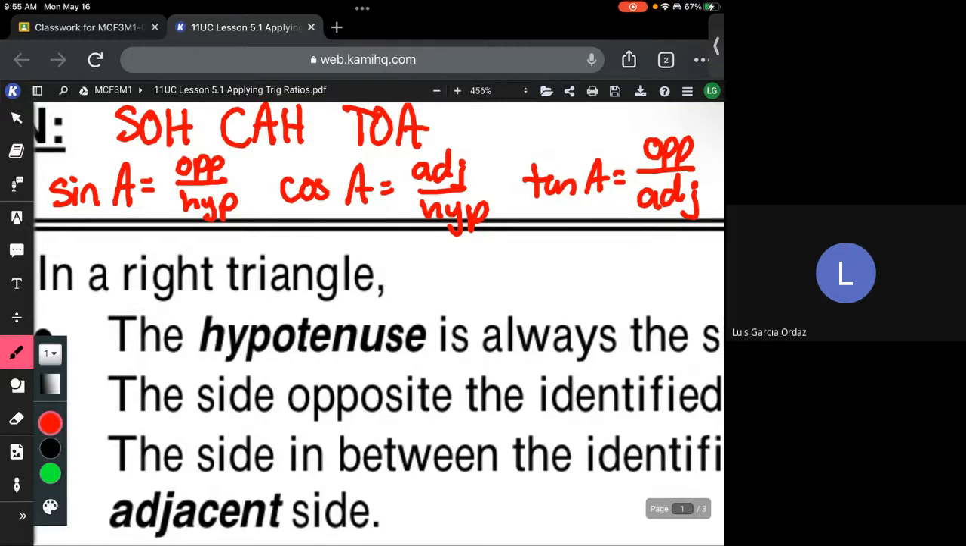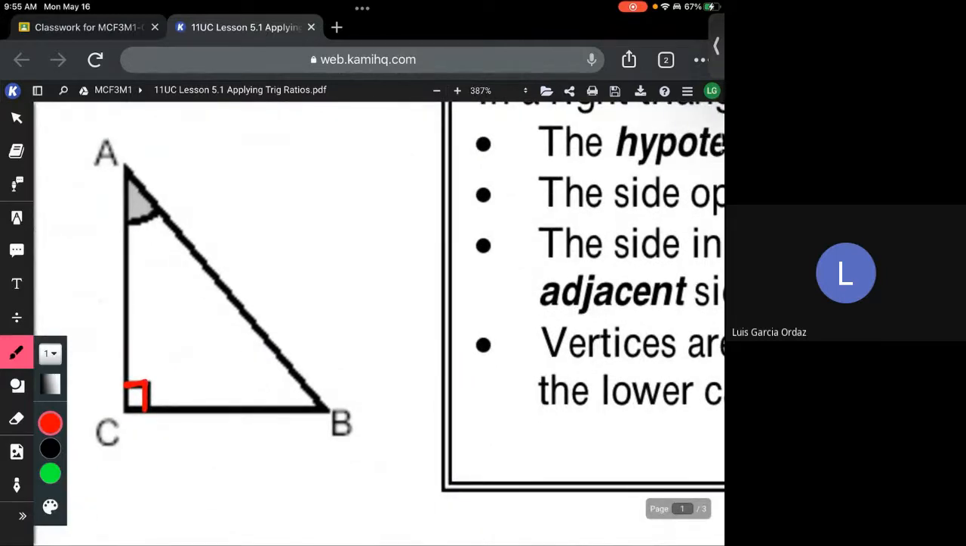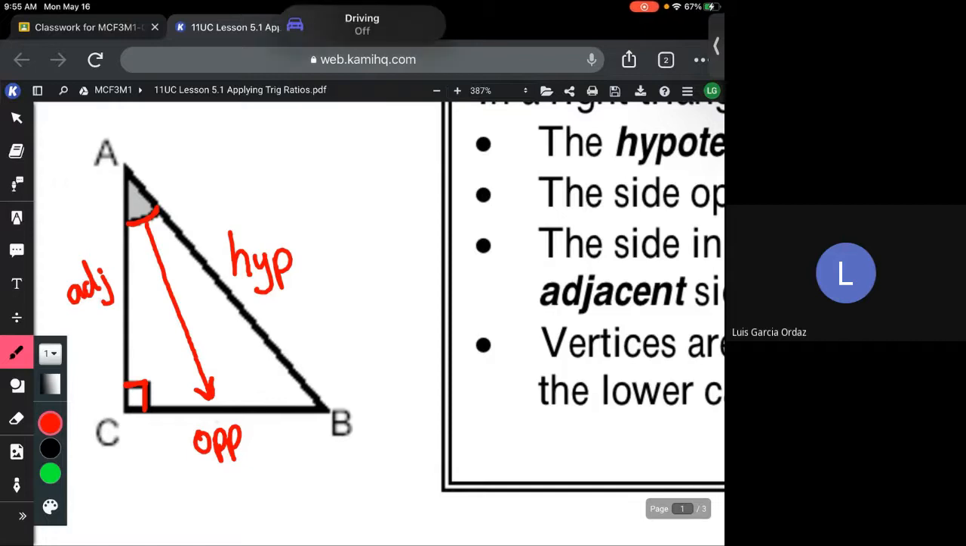But like I said, the opposite and the adjacent sides always change depending on what angle you use. So if we take this triangle ABC, we know that the slanted side is the hypotenuse, okay? What angle do you guys want to use, A or B? We'll use angle A. So if we're using angle A, across from angle A is side CB. This is going to be the opposite side. The adjacent side is the side that is beside the angle. So the adjacent side is AC. So adjacent just means beside.